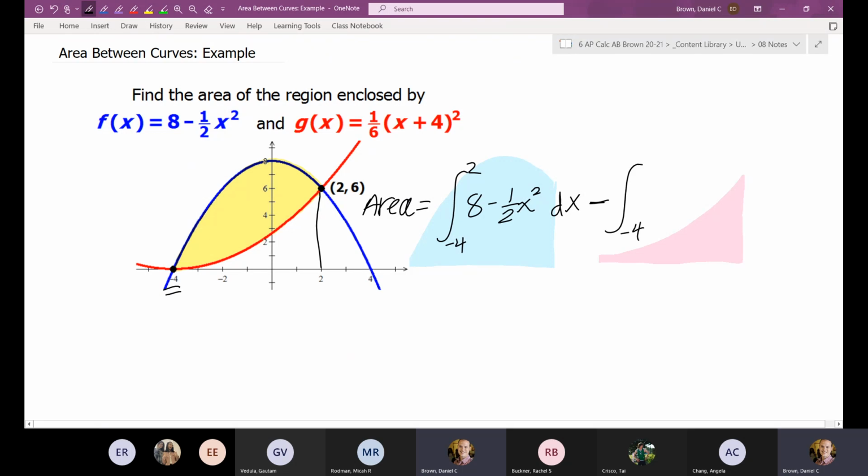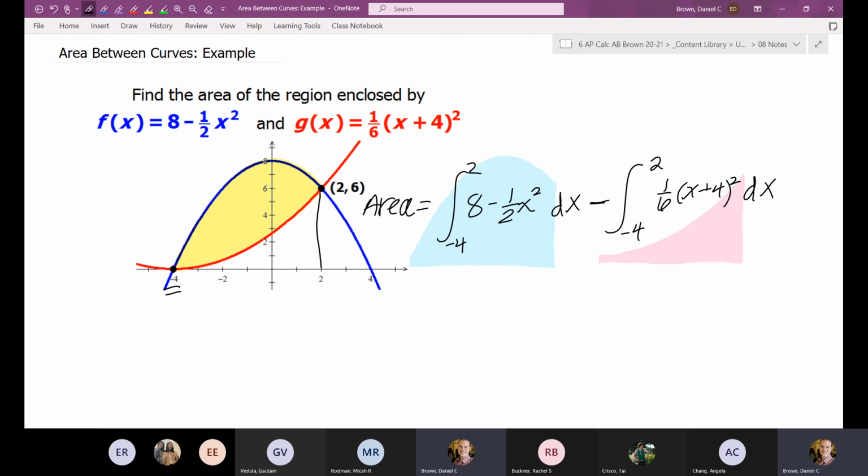It also starts at -4 and ends at 2. What's the area underneath that red one? Well, you just want to integrate that red graph with respect to dx. So we basically have a larger area minus the area we're not including. Whatever that number is would represent the area of that shaded region.